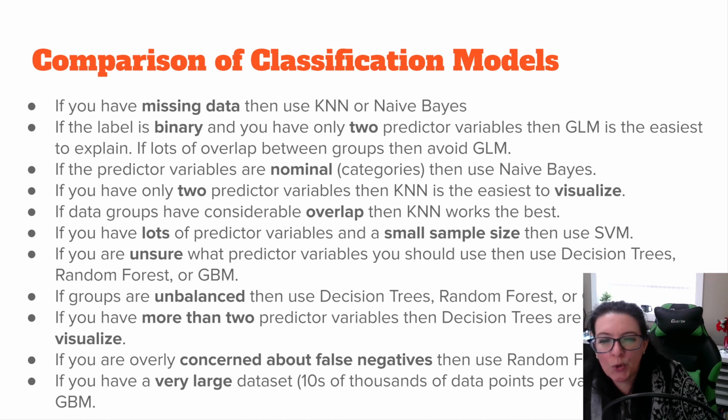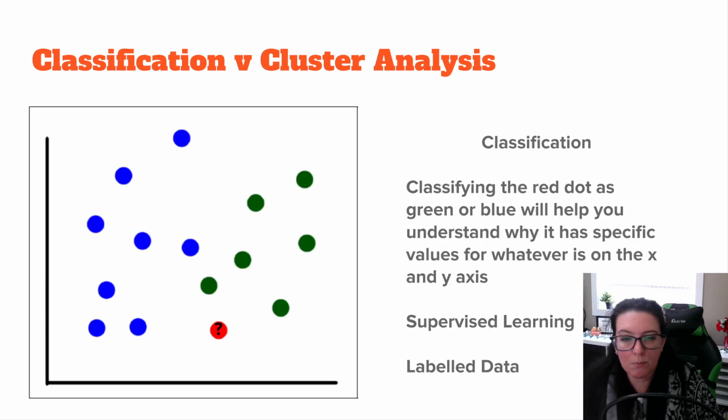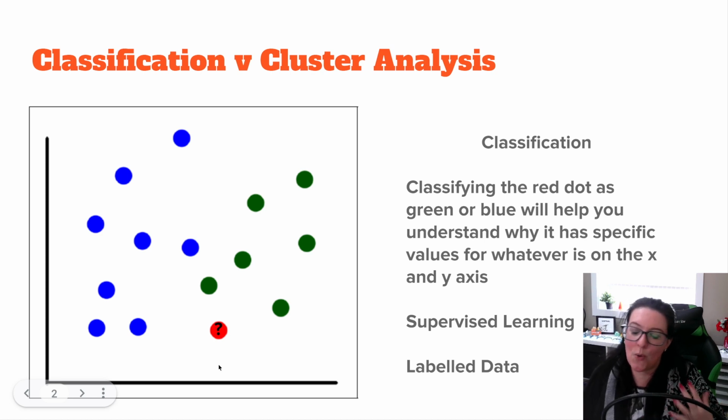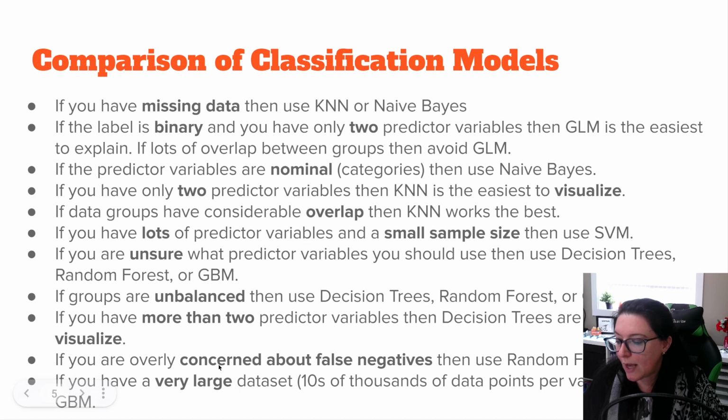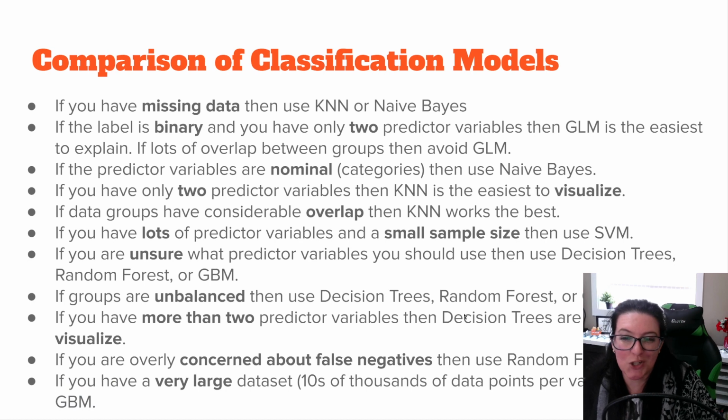If we have more than two predictor variables: when we're looking at this image, there are two predictor variables. One on the x-axis we said was, say, age, and one here that we said was height. That's only two variables to try to predict these two labels, blue and green. Now, if there are more than two predictor variables, we can't really put it on a graph, right? So we're looking at models that would help us visualize that. If you want to visualize it and you have more than two predictor variables, then you want to go with a decision tree. And we'll look at why that is when we get to the decision trees.